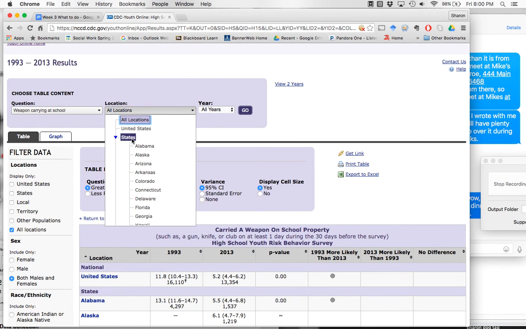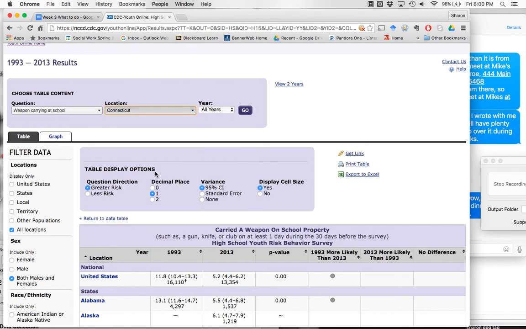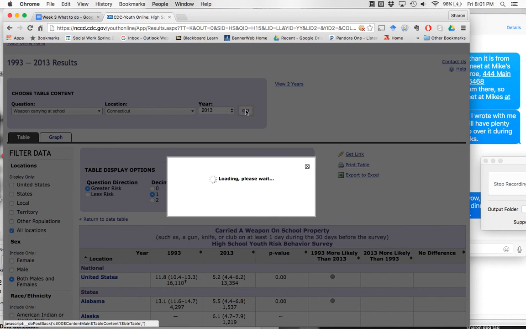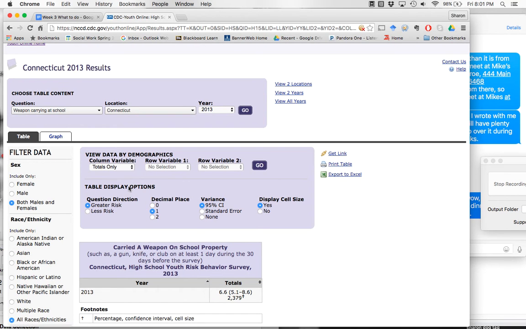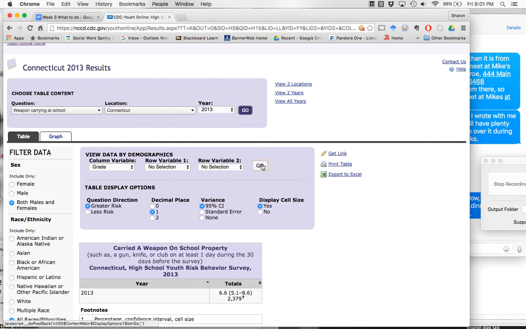You can choose a specific state if you'd like, and you could just look at 1 year, and then let me hit go. And then here you can look at different variables. So you could have the totals of all groups if you want, or you could look at it by grade. So let's see if grade makes a difference for carrying a weapon to school. So let's hit go.